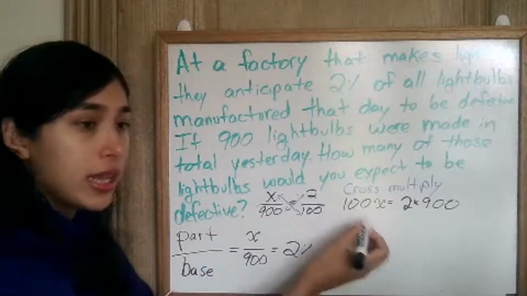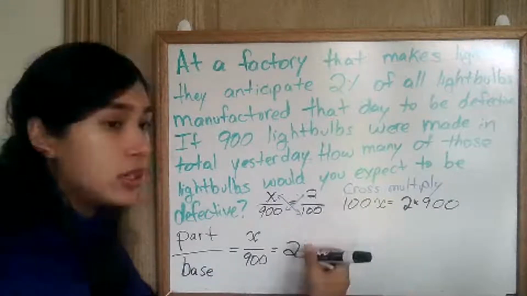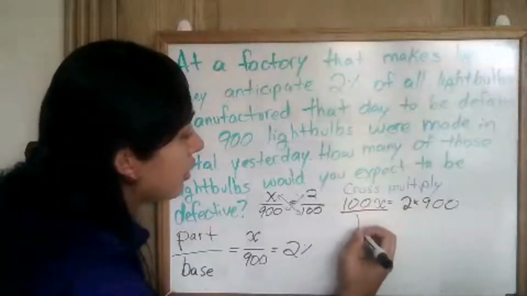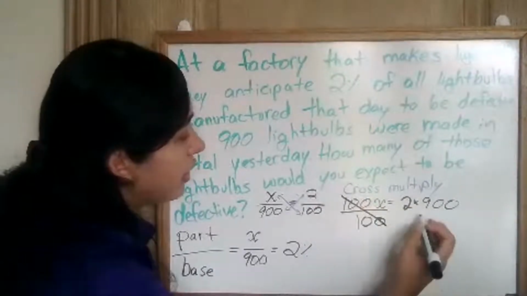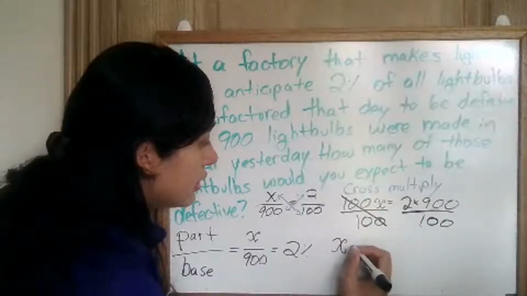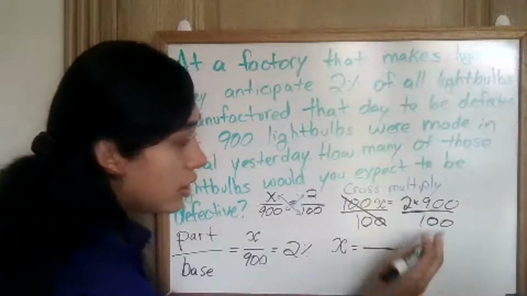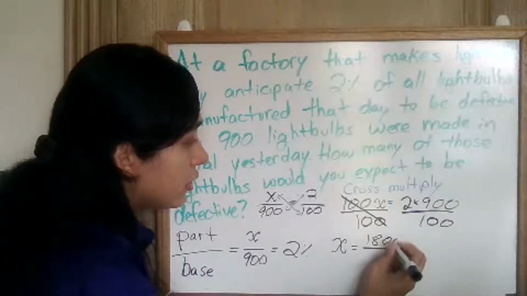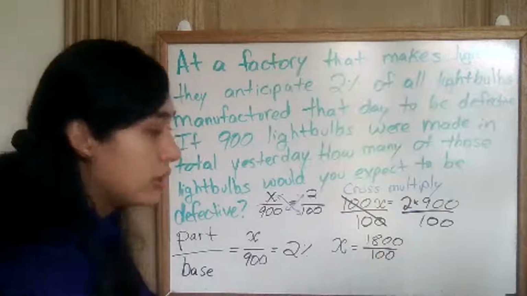So how do we isolate the x? We're going to undo what's being done to it. It's being multiplied by 100 here, so let's go ahead and divide by the same thing. Divide by 100 on both sides. So we know that x is the same thing as, let me simplify this, 2 times 900 is 1800, divided by 100.